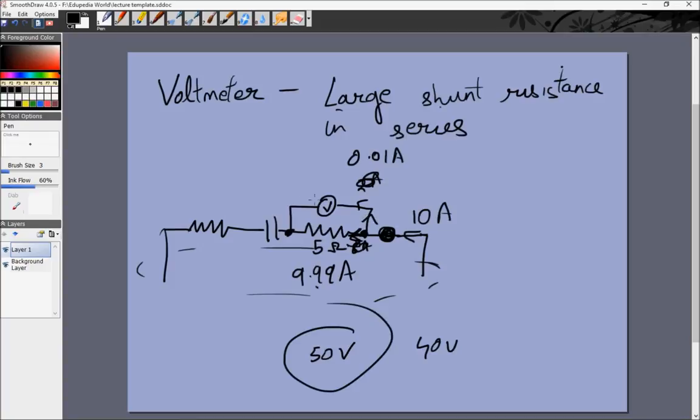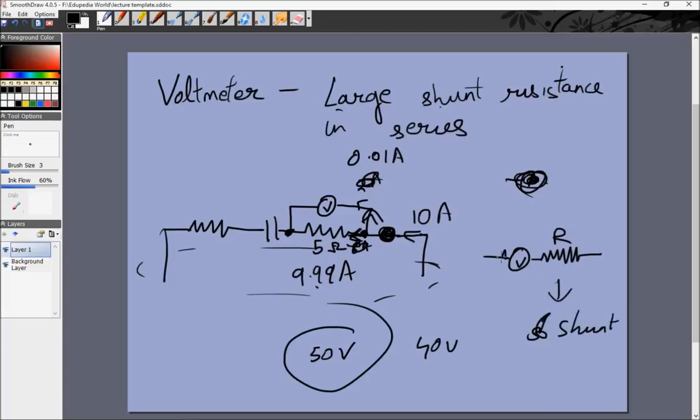So how do you get to do that? You increase the resistance of the voltmeter. The smaller the resistance of the voltmeter, the larger the fraction of current will flow through it. The larger the resistance of the voltmeter, the smaller the fraction of current flowing through it. A voltmeter will obviously have some resistance depending on its material. How do you increase that resistance? You add a very large resistance in series, and this is the shunt resistance here.